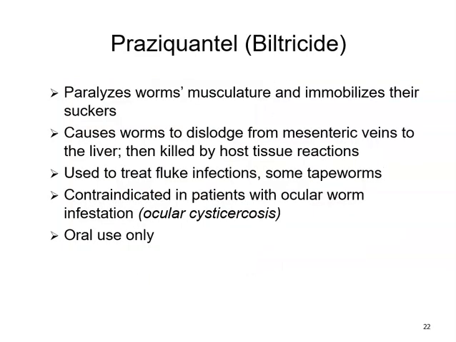So praziquantel is something that actually paralyzes the worms, immobilizes their suckers so they can't feed, which forces them to let go of the veins in the liver and then they're killed by the host. So this is used to treat flukes and some tapeworms, but it should not be used in those with an ocular worm infestation. And this is available oral only.